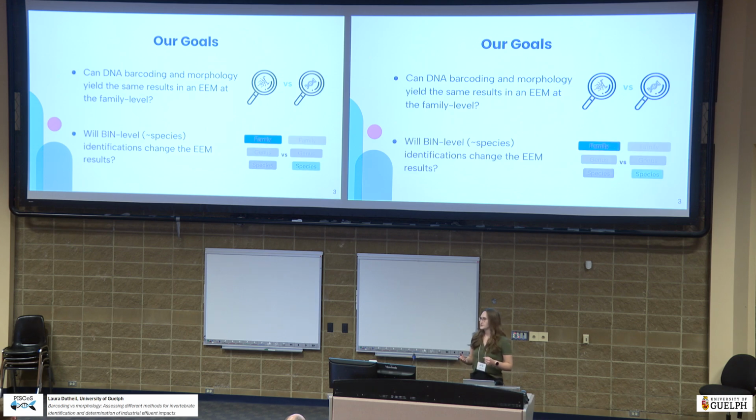The other piece is that now that we have this molecular data, we are able to get a higher degree of taxonomic resolution. So we may be able to get down to the species level, or in the case that I'm going to be talking with you guys today, the bin level, which you can think of as a species proxy if you're not familiar. And will this change our EEM results, right? So we're hoping that at the family level barcoding, family level morphology, that we see the same thing, but will we be seeing something different if we go down to the bin level?